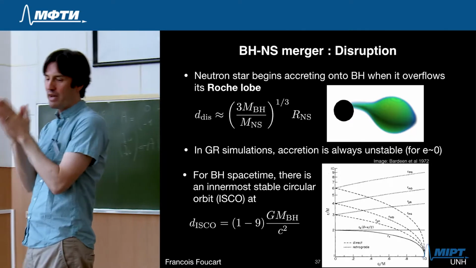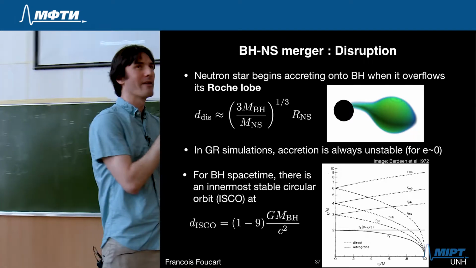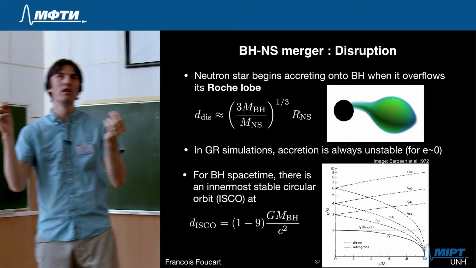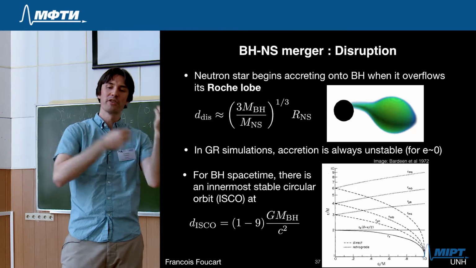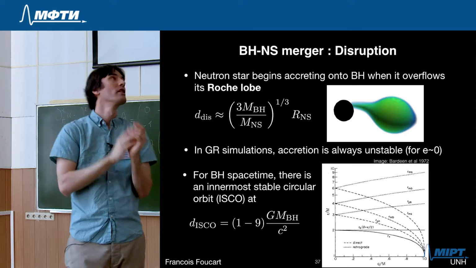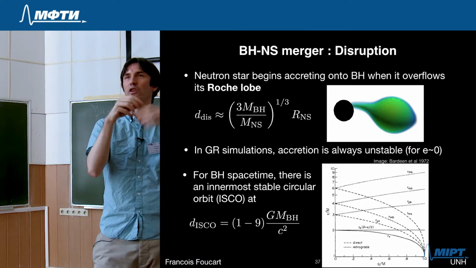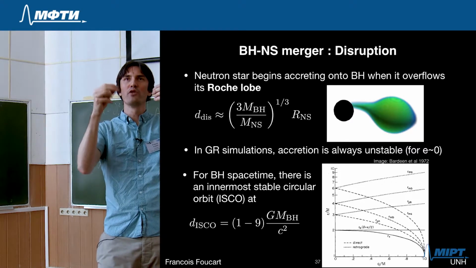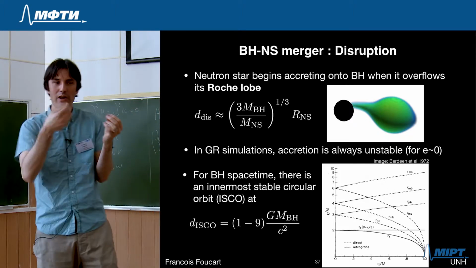Now, what we have to compare this disruption radius with is what is called the innermost stable circular orbit of the black hole, which is the closest distance to the black hole at which you can be on a stable circular orbit and not fall into the black hole. If you get closer than that to the black hole, circular orbits are unstable or just do not exist, depending on how close you are. And so a small perturbation of your orbit will lead you to falling into the black hole.